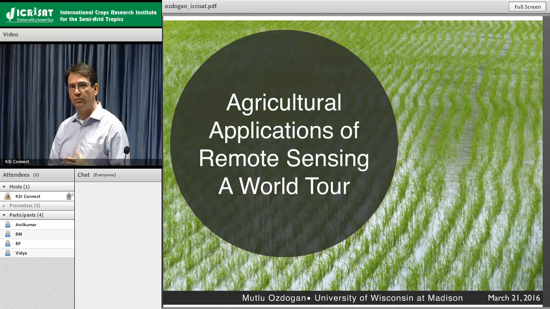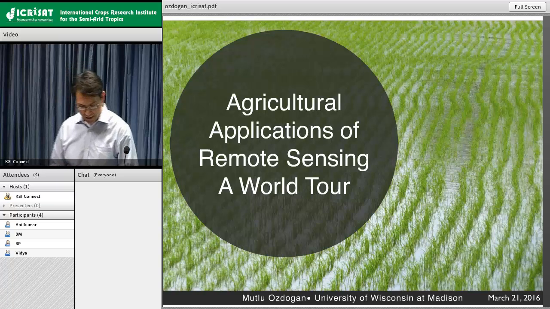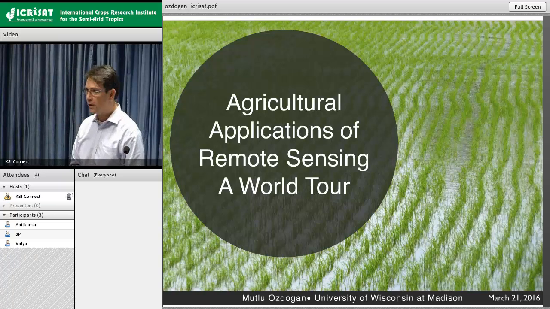As Murali said, I'm a trained geographer, and I studied with Curtis Woodcock at Boston University, who is more of a Landsat expert. So most of the data sets that I use are Landsat, in particular applications to agricultural problems. Today I'm going to talk about three applications of remote sensing for agriculture in three different locations, and hence the word world tour, although it's not covering the entire world yet, but hopefully we'll get there soon.